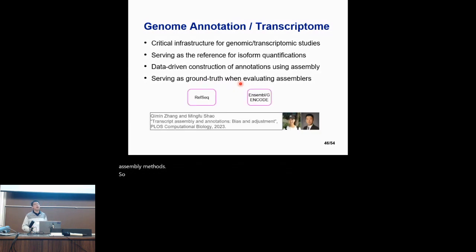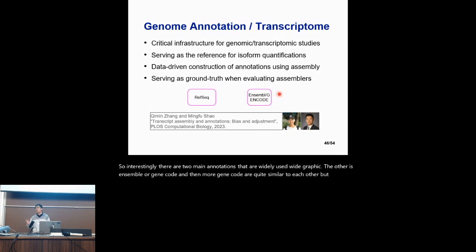Interestingly, there are 2 main annotations that are widely used. One is RefSeq, the other is Ensembl or GENCODE. Ensembl and GENCODE are quite similar to each other, but RefSeq and Ensembl are quite different from each other. RefSeq in general is smaller, and Ensembl is larger, and Ensembl contains a bunch of computational predictions. So we studied the 2 annotations based on a striking observation we made, which I describe right now.